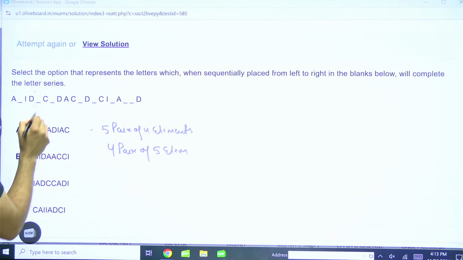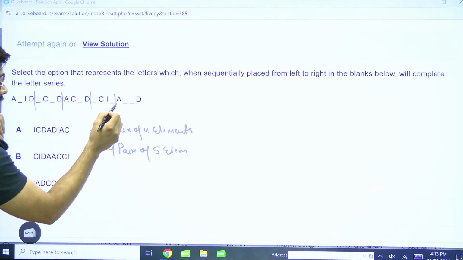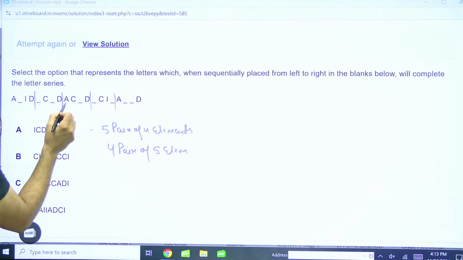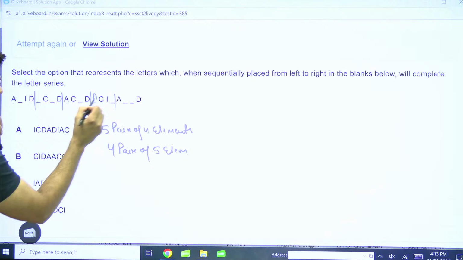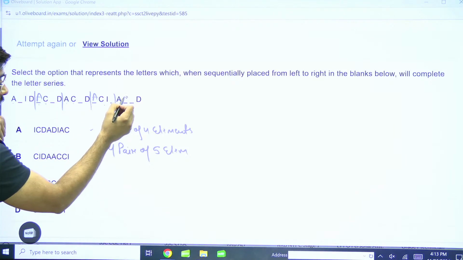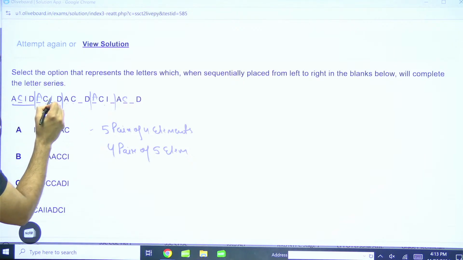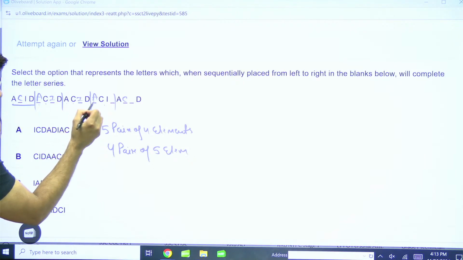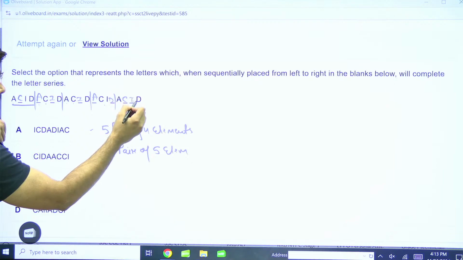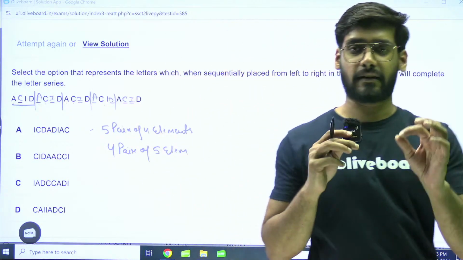1, 2, 3, 4. 1, 2, 3, 4. 1, 2, 3, 4. In each group the first letter is A, so let's mark A. The second is C, so let's mark C. AC, AC, AC, AC, AC. It has become ACID, ACID, ACID, ACID, and ACID. All are making a series of ACID.